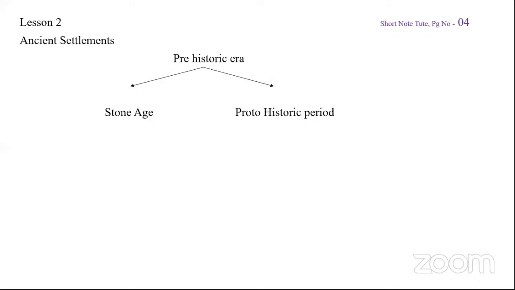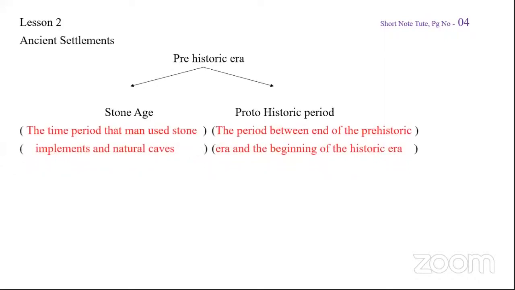So what are the differences between the Stone Age and the Proto-Historic time period? Stone Age means the time period in which man used stone implements. They were also living in natural caves. That was a really primitive time period in which they were using stone tools and living in natural caves.